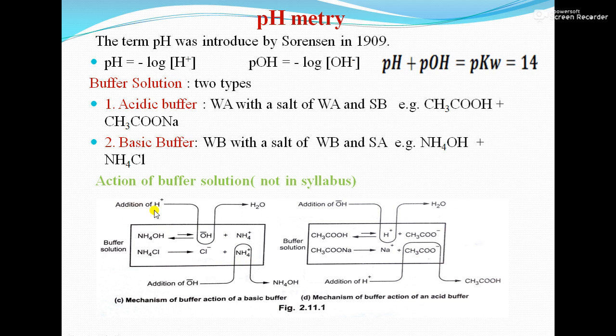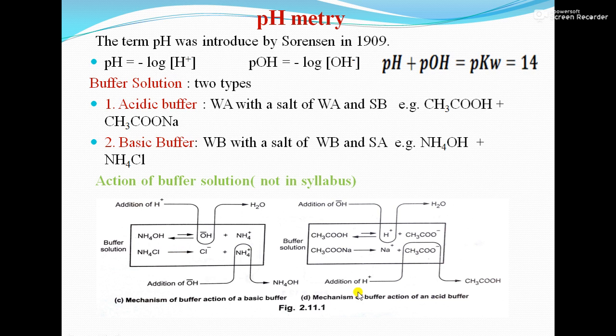When we add acid to the basic buffer solution, the H plus of the acid will combine with the OH minus of the base and form H2O. That means there is no effect of this H plus on the basic buffer solution. Similarly, when we add OH minus to the basic buffer solution, that OH minus will combine with NH4 plus and give ammonium hydroxide. Ammonium hydroxide is already present in the solution, so it will not change the pH of the buffer solution.